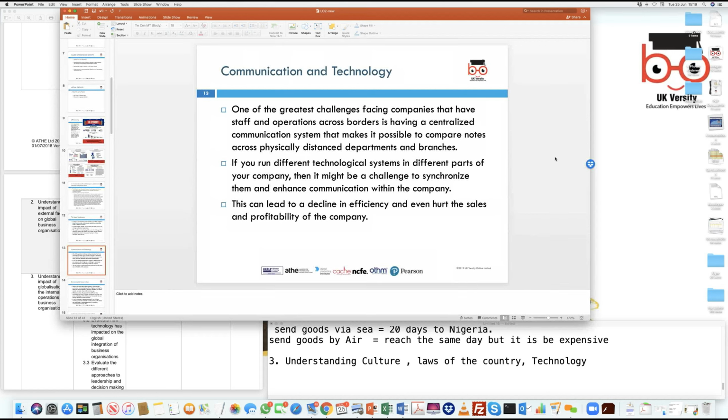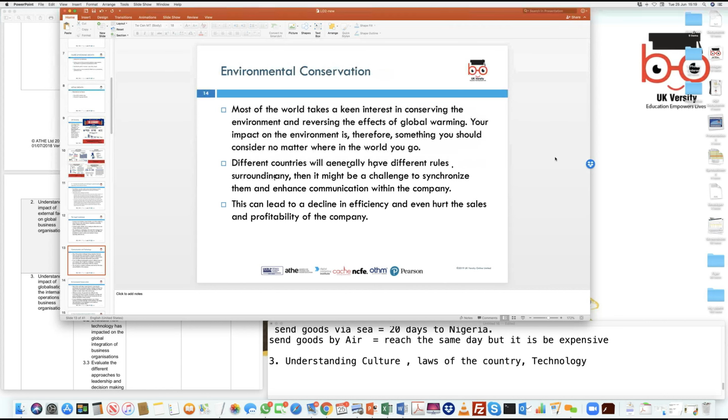Sometimes there is a lack of technology, lack of communication in far-fetched areas. So in Nigeria, there are lots of big cities. But when they have to sell into smaller cities, there is no structured infrastructure for communication, like telephone lines and other availability is not there.